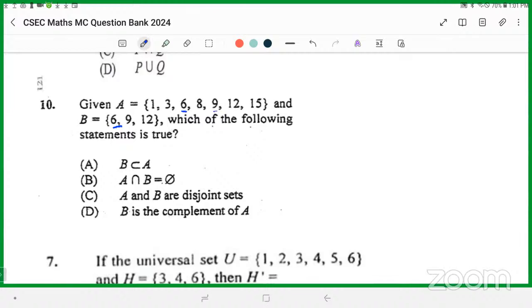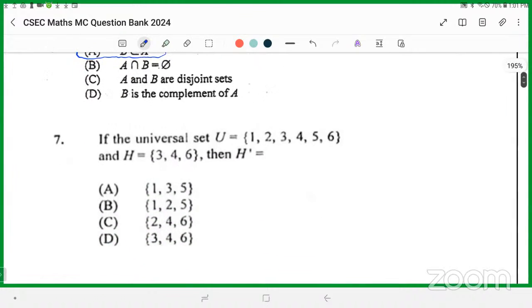And we have 9 here, 9 here, 12, and 12. So B is a subset of A. So the answer is the first one. This means B is a subset of A. So this is the answer. Don't go any further, because B is a subset of A. All of B is inside of A.